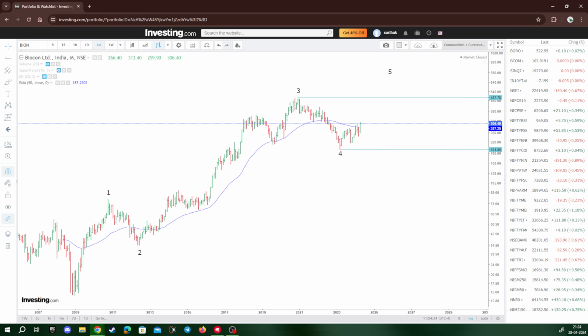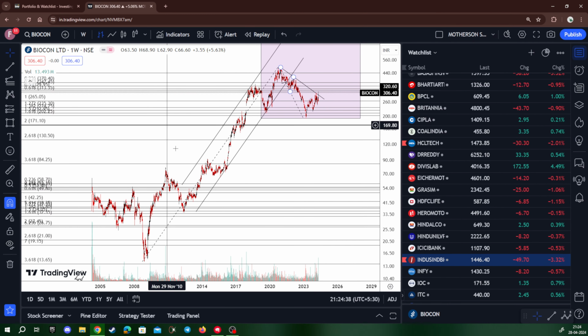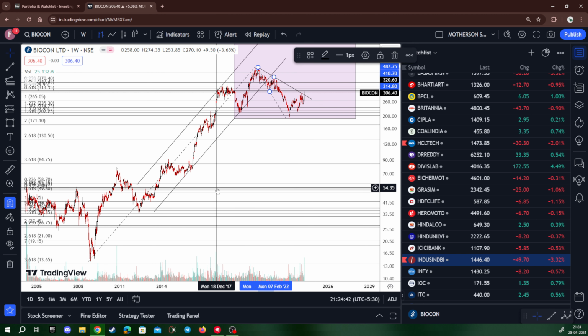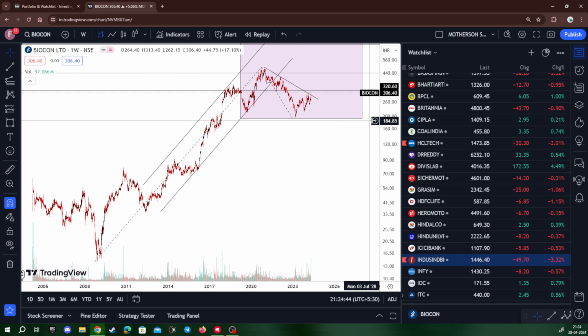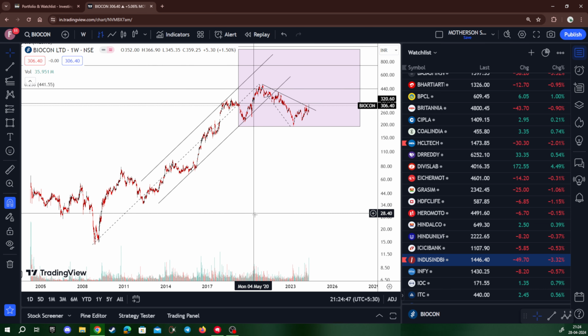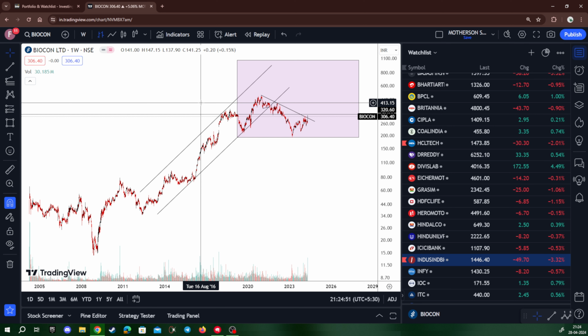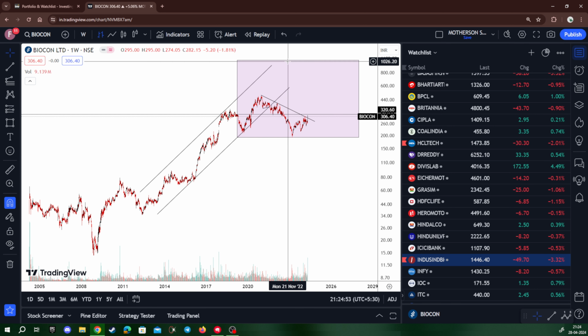And let me look at some calculation. I would like to put up my TradingView chart over here. I took the length of the previous impulse and added it to the bottom of wave 4, and I get a target which is a very handsome target of 1000 levels.